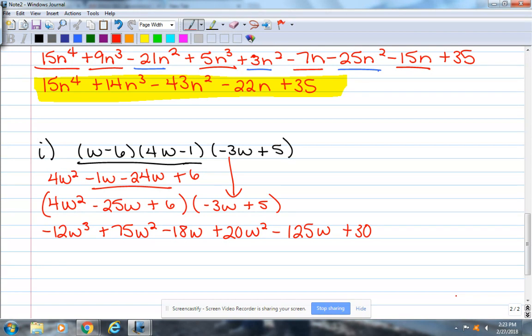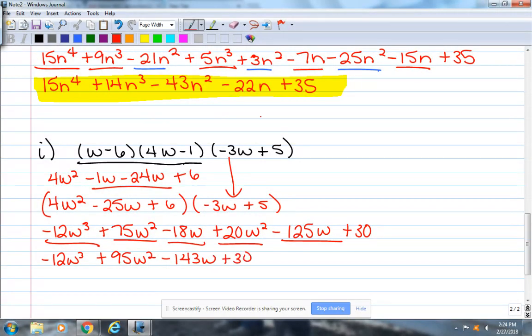Add them together. Like terms. So you got that -12W cubed. And then you got the W squares. 75W squared, oh, forgot my 20, sorry, 95W squared. -18W minus 125W, that's -143W. And then plus 30. And there's your answer. So anytime you have 3 binomials to multiply together, you do 2 of them to start with, and then come back and do your third.